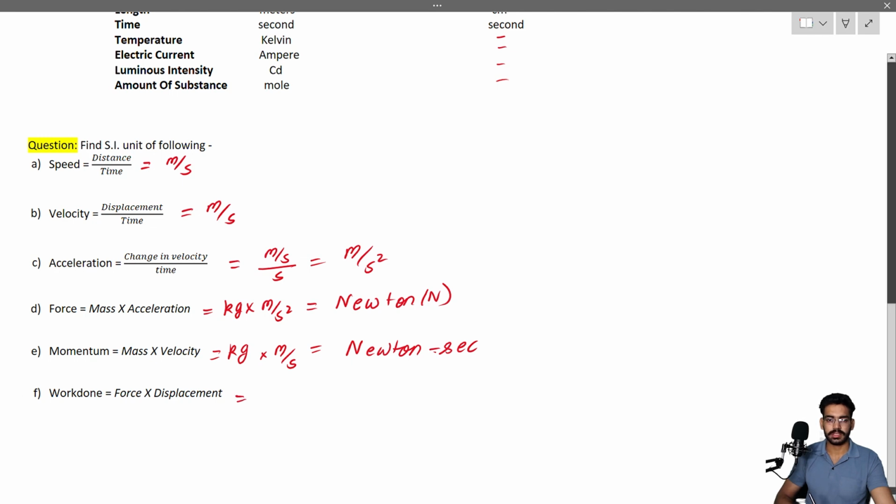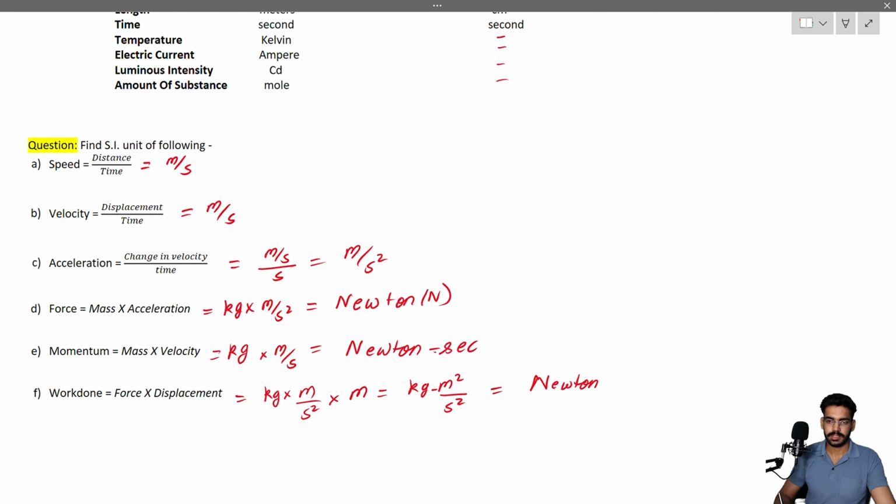And then we have work done, which is force into displacement. Force we wrote as kg meter per second square, multiplied by displacement, which is meter. So this is kg meter square divided by second square. This I can write as Newton meter, or I can write it as joule, that we write in SI unit. I hope this is clear, understood.